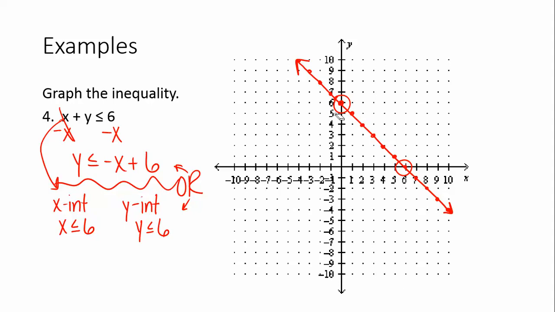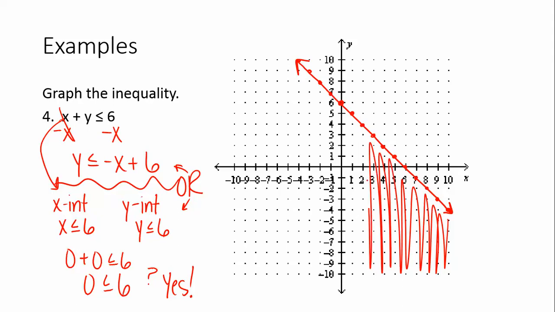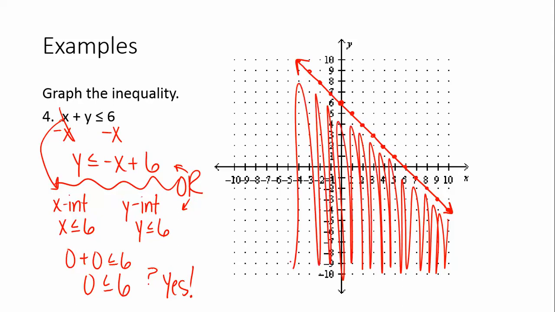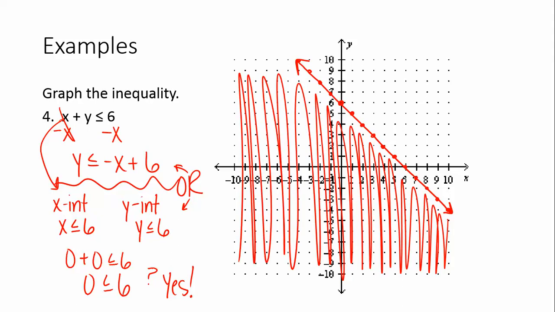But now I need to shade, and I shade based on the ordered pair I pick. I'm going to pick 0, 0 again. It's, again, the easiest point to pick. So if I plug in a 0 for x and a 0 for y, I get that 0 is less than or equal to 6. The question is, is that true? And yes, it is true. 0 is less than or equal to 6. So that means I'm shading everywhere below the line because that's where 0, 0 is in relationship to the line.